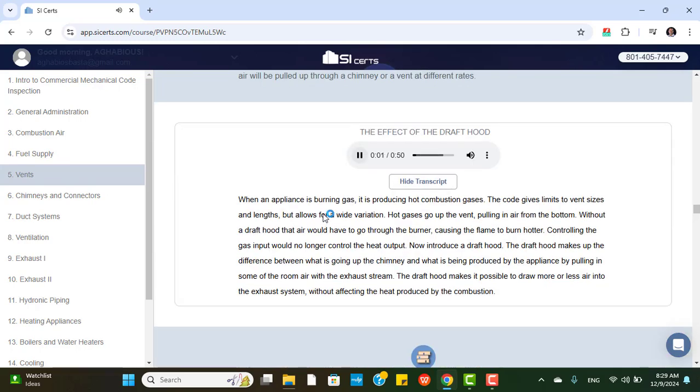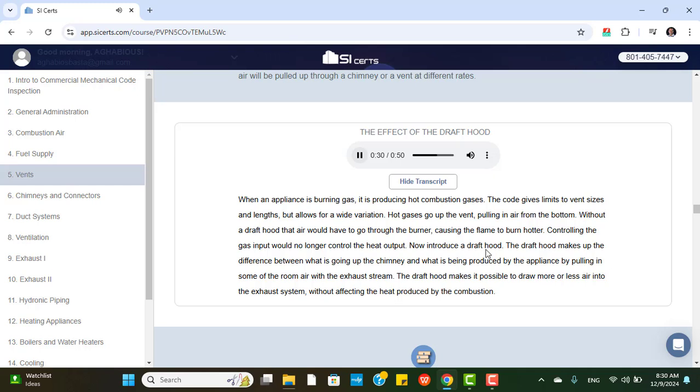The effect of the draft hood. When an appliance is burning gas, it is producing hot combustion gases. The code gives limits to vent sizes and lengths, but allows for a wide variation. Hot gases go up the vent, pulling in air from the bottom. Without a draft hood, that air would have to go through the burner, causing the flame to burn hotter. Controlling the gas input would no longer control the heat input.